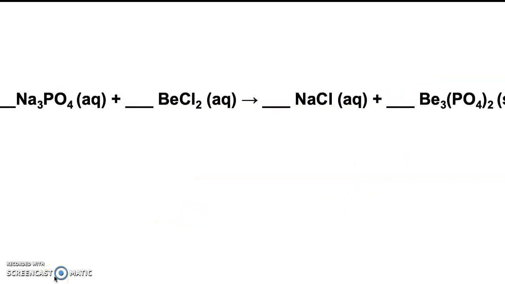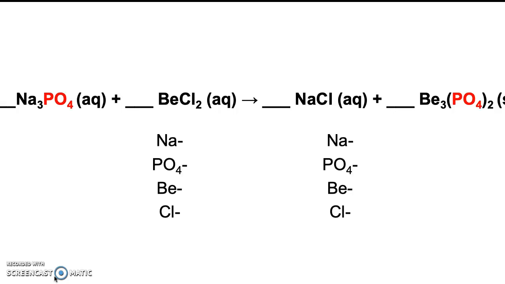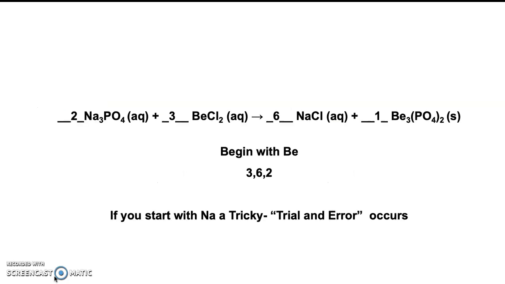Your turn is to balance this one equation right here. Write it down. Pause it. Write your itemized list of the elements below. So pause right now. Okay, now you should have your equation balanced or attempted to balance. So your list looks like this. And after you balance, you should get 2, 3, 6, 1.